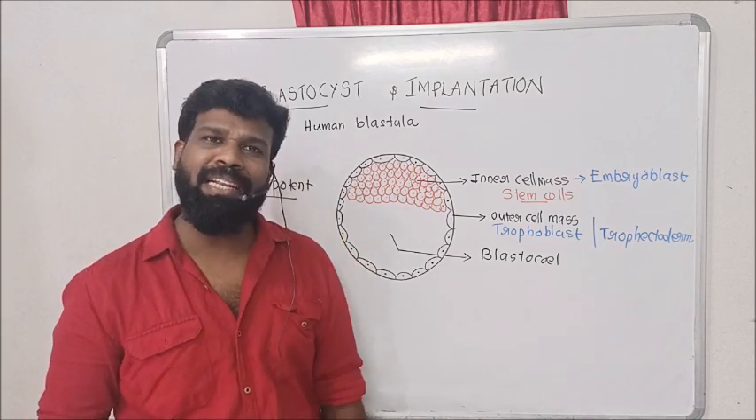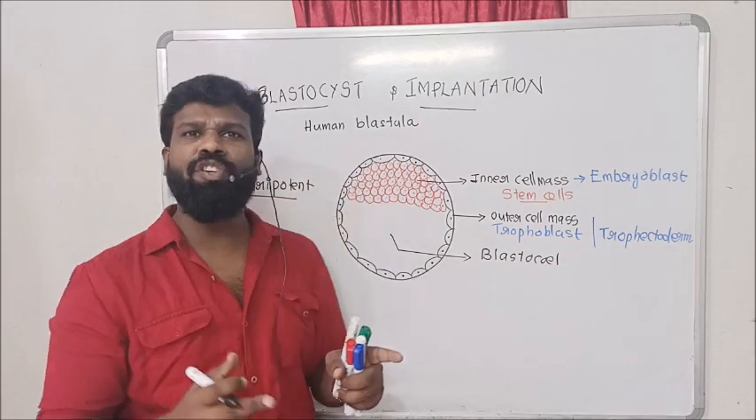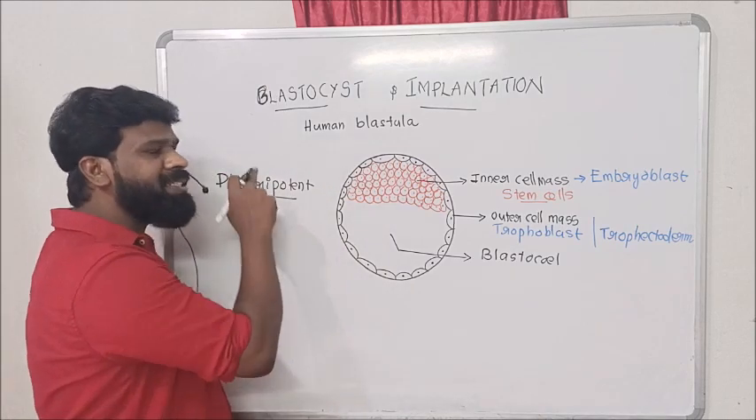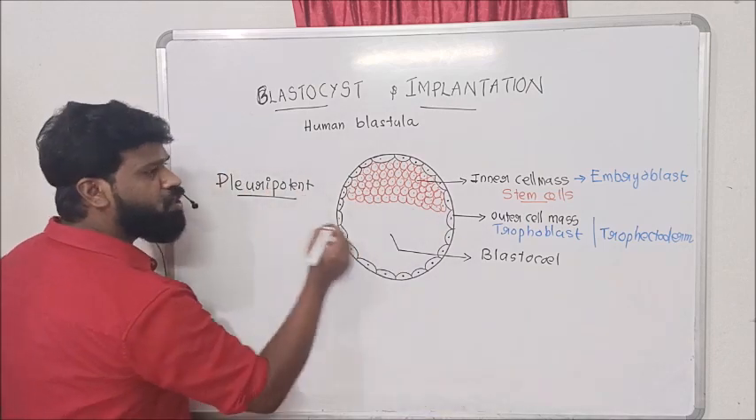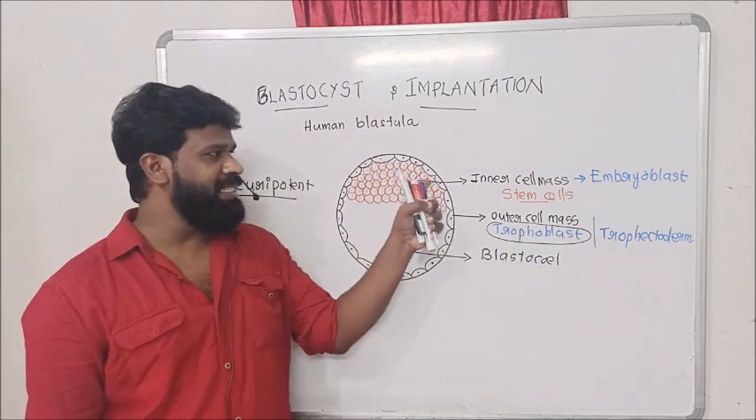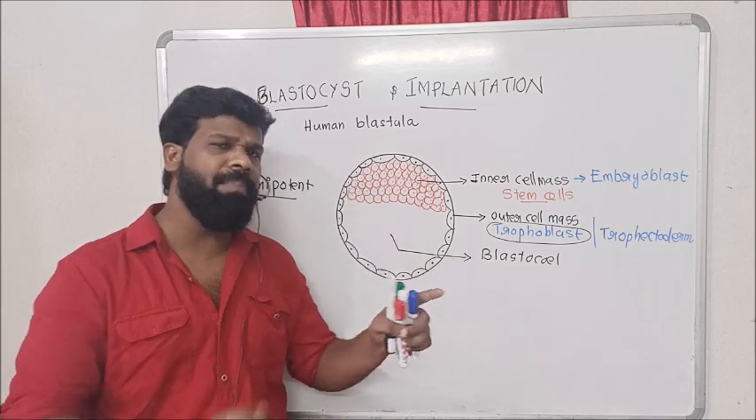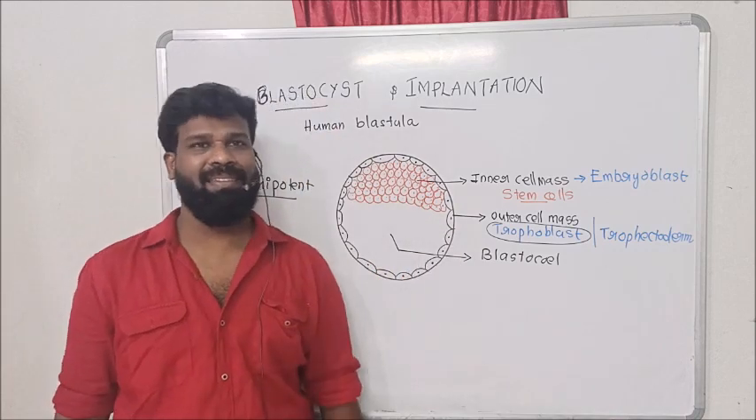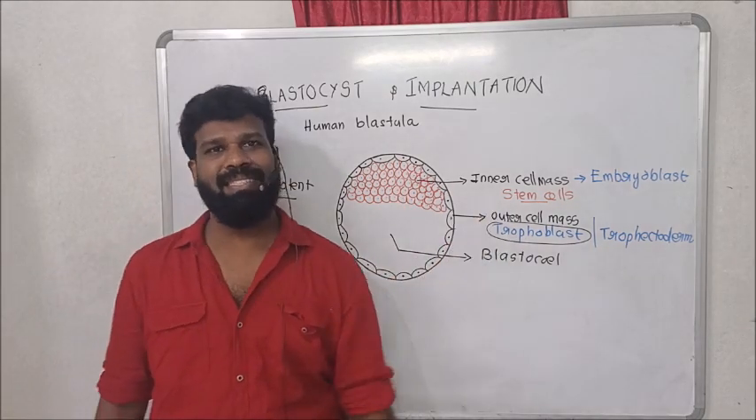Pluripotency means having the ability to develop all types of cell. So pluripotent means the potency to develop all the types of cell except the trophoblast. These are pluripotent stem cells because they have the ability to become all cell types except trophoblast cells. These cells are not able to develop trophoblast cells.